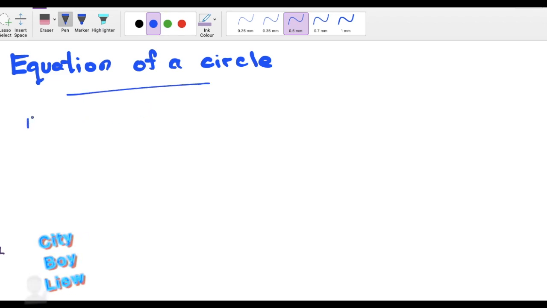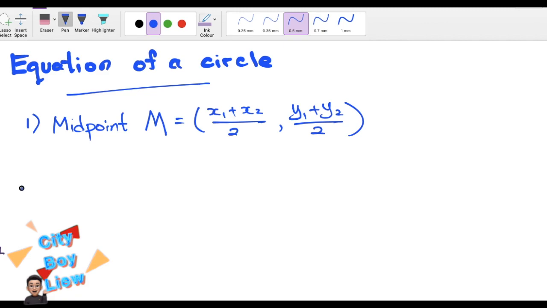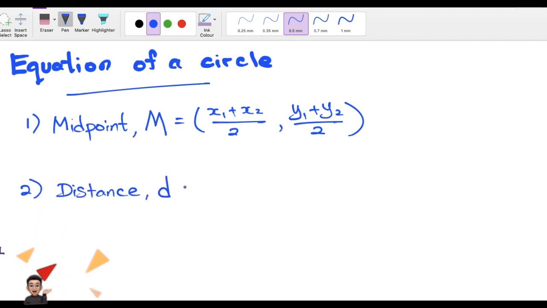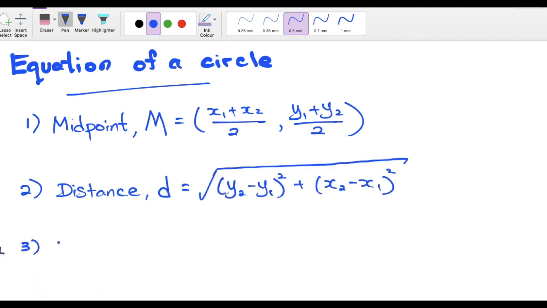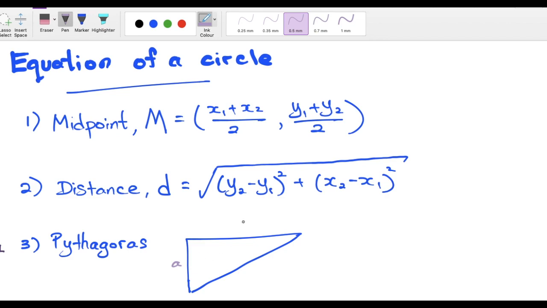In this short video, I'm going to talk about equations of a circle. Before we get started, if you want to learn the equation of a circle, you must at least learn what the midpoint equation and the distance equation mean, and also the third one, which is called Pythagoras. These are the three math skills that you must have prior to learning the equation of a circle.